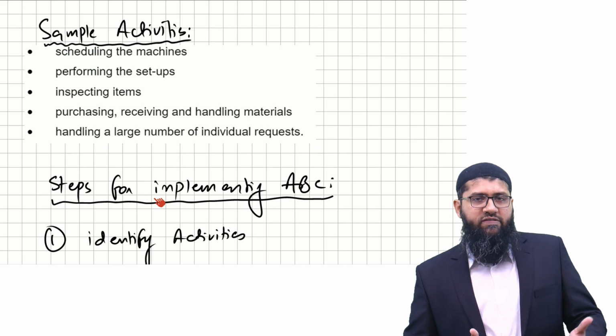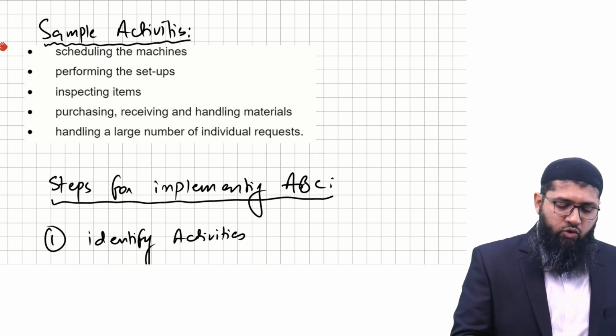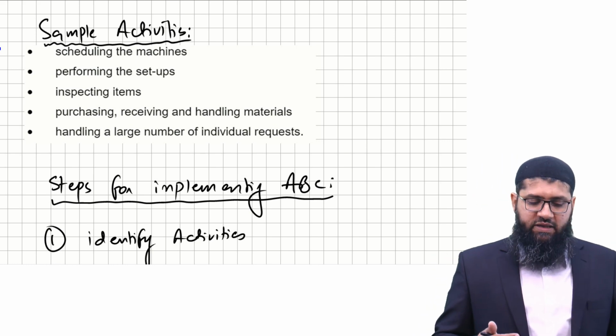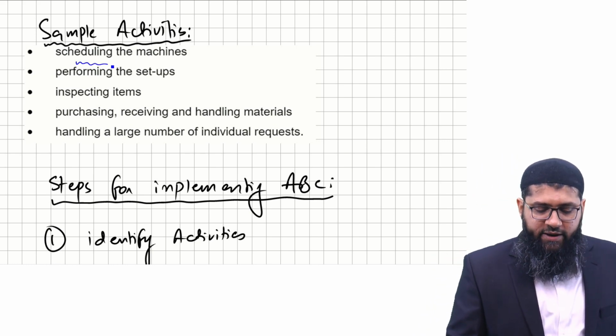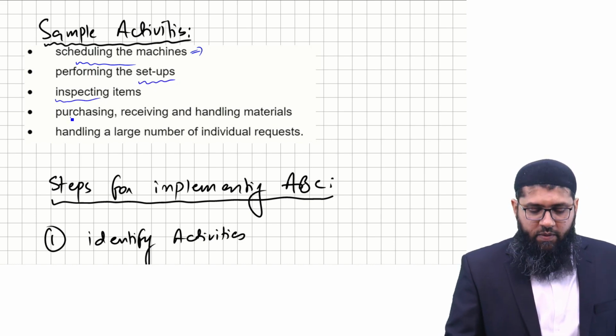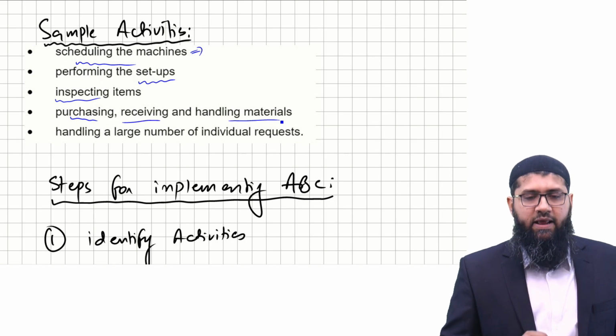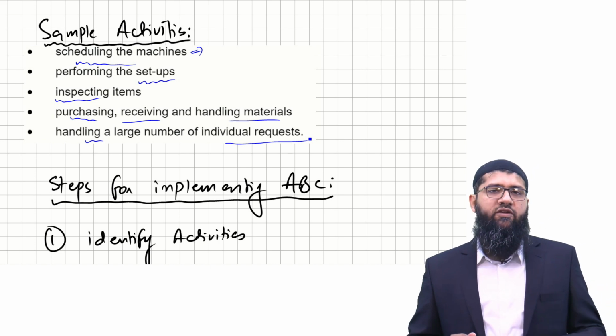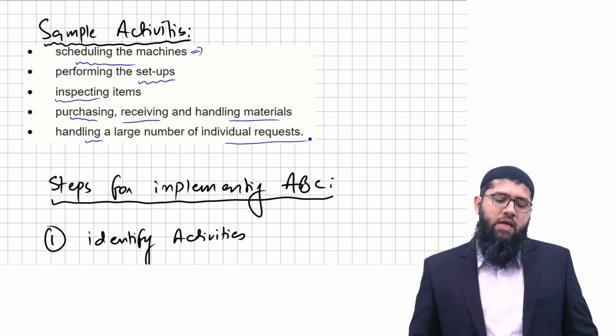I would list down a sample of activities that are usually undertaken in order to manufacture a product. So that could be scheduling the machines, setting up the machine, inspecting items, purchasing, receiving and handling materials, handling a large number of individual requests, etc. Let me just guide you a bit.